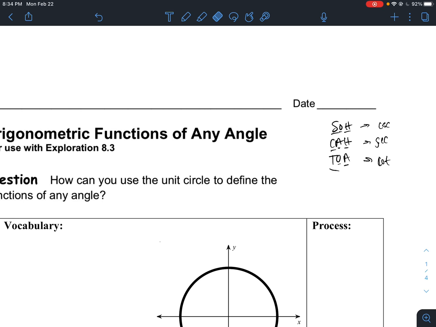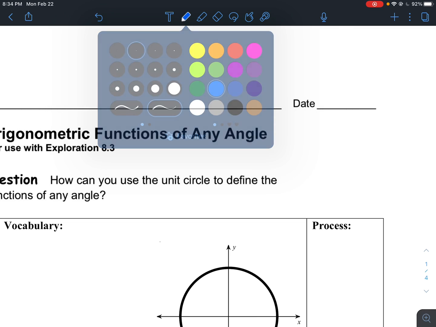These were the six trigonometric functions, and we applied them to angles that were less than 90, right? We applied them to angles between 0 and 90 degrees. Now we're going to talk about using these six trigonometric functions with any angle.